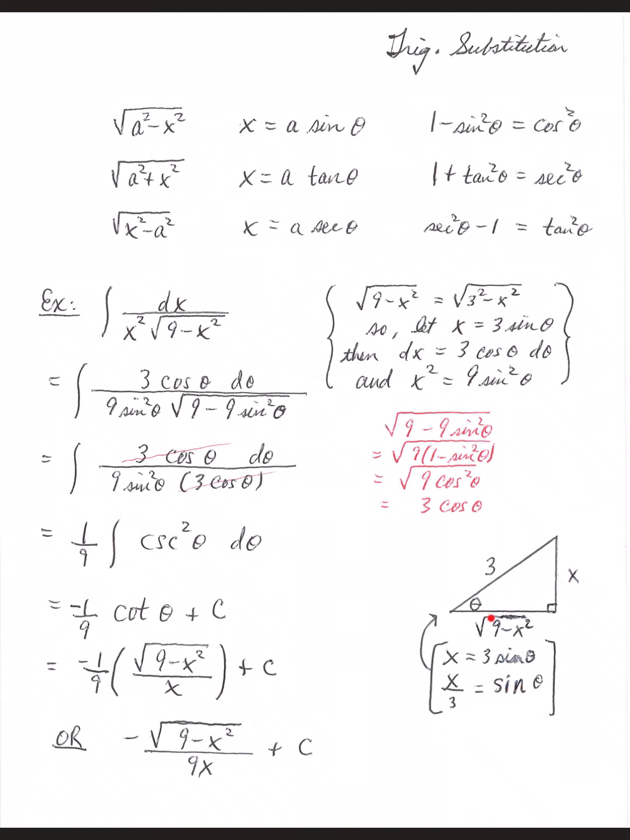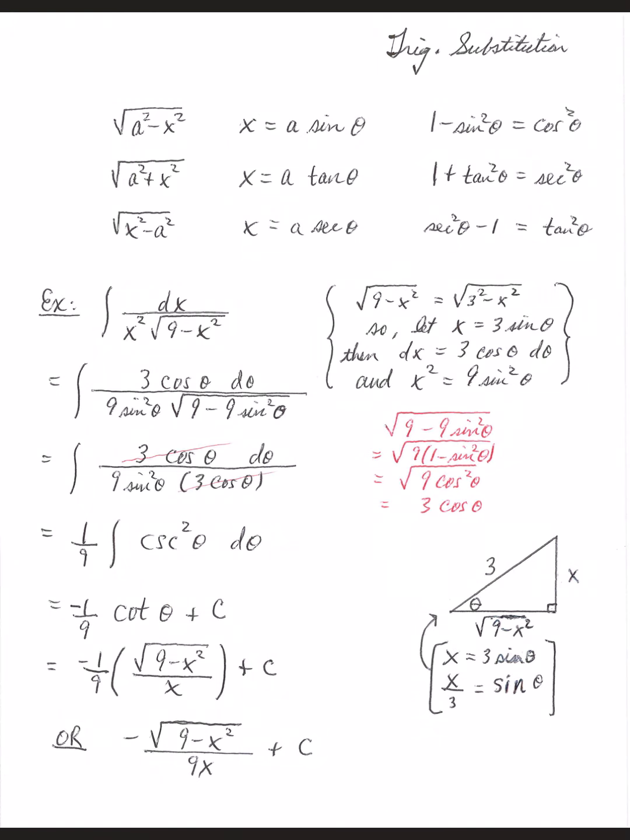This third side you find from the Pythagorean theorem. Remember, a squared plus b squared equals c squared. So that gives us the square root of 9 minus x squared as the adjacent length. Come back to your problem once you've constructed your right triangle and found all 3 sides.